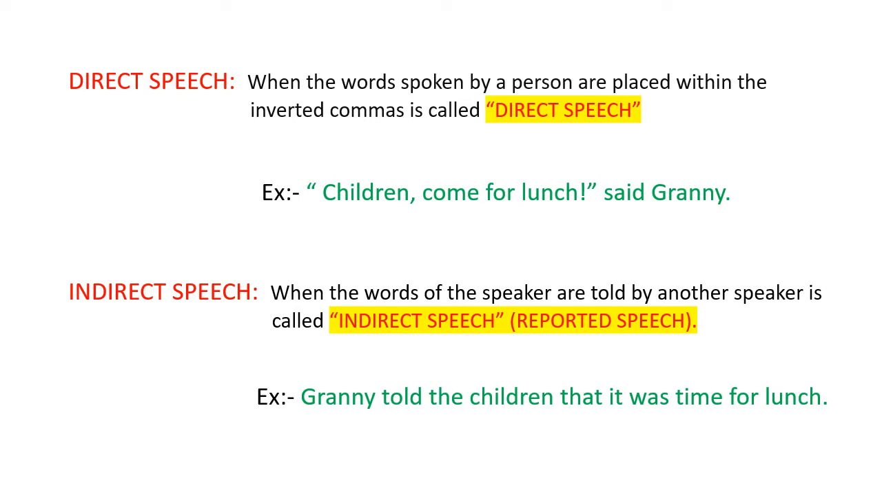You can find the differences between these two sentences. In direct speech, the spoken words are in inverted commas. In indirect speech, there are no inverted commas and the words are changed. In direct speech: "Children, come for lunch," said Granny. In indirect speech: Granny told the children that it was time for lunch. Let's see in detail.